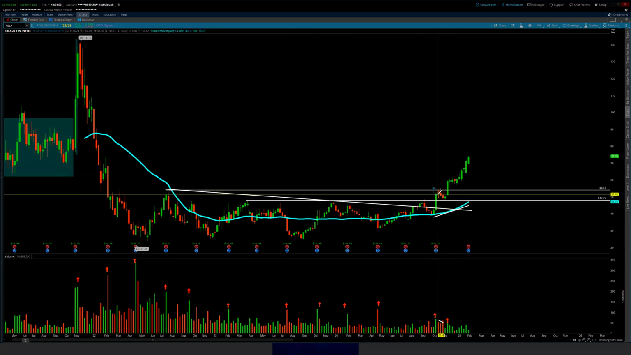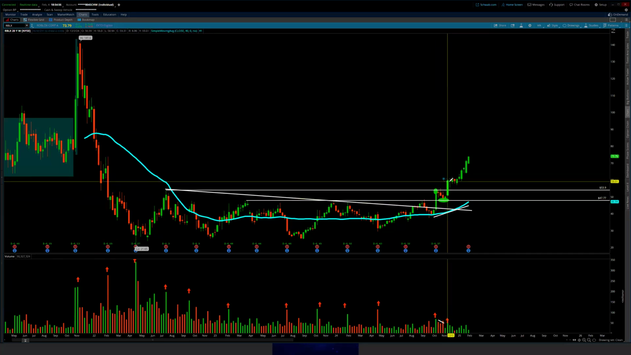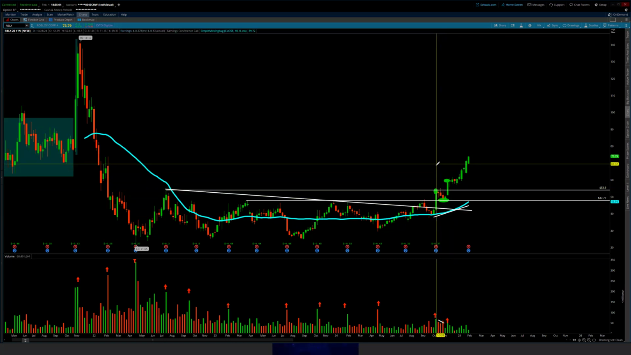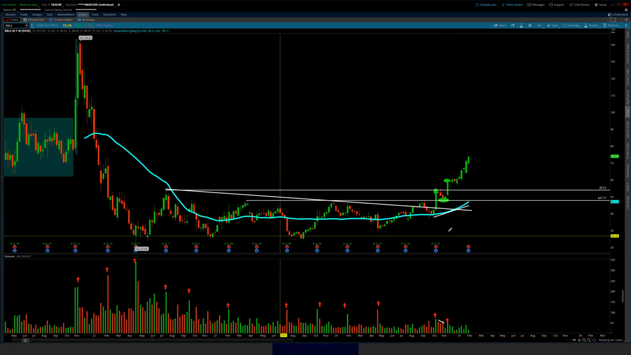Let's say you didn't get long on this candle. Let's say you didn't get long on this retest. Let's even say you didn't get long at this bar here. You damn well shouldn't be short, right? You have been given every single signal at this point that this thing is not going lower.